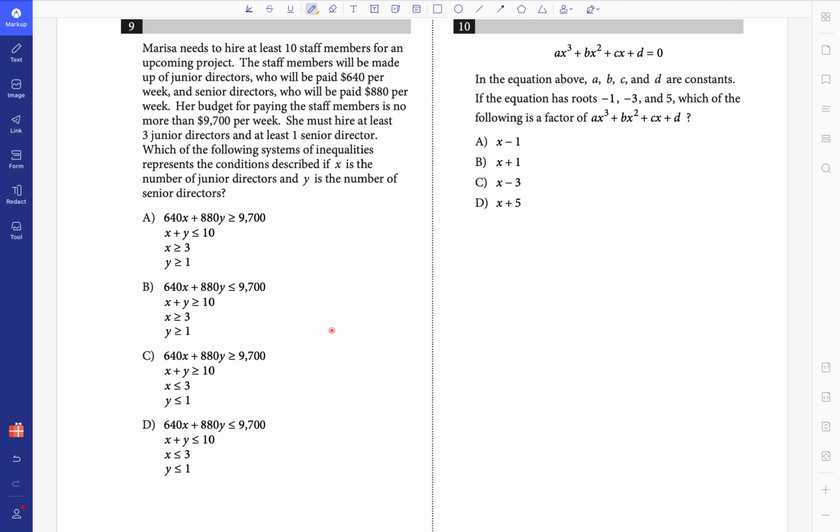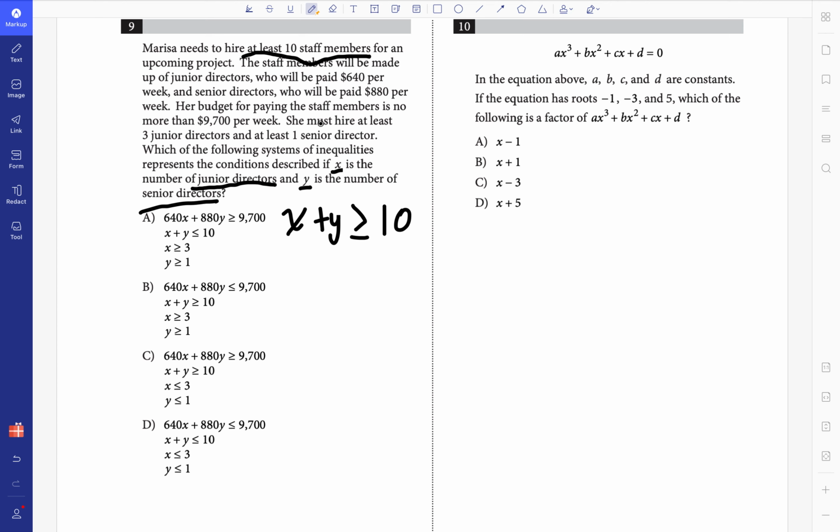And okay, so let's set our variables. So x is the number of junior directors, and y is the number of senior directors. Fine. Okay, so we know that the total number of employees, x plus y, has to be greater than or equal to 10. And we know that because it says she needs to hire at least 10 staff members.